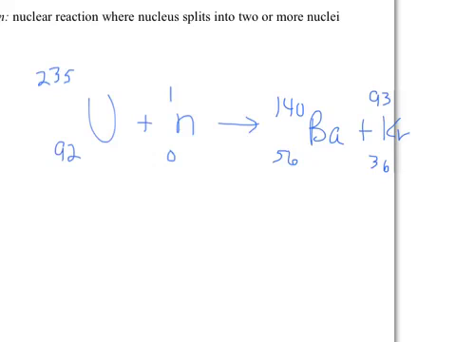Now, if you were to add your numbers together, you would see that there's not a mass balance. On the left, add the mass together. You get 236. On the right, you get 233. Okay, so we're missing 3 units of mass. So what might the byproduct be?